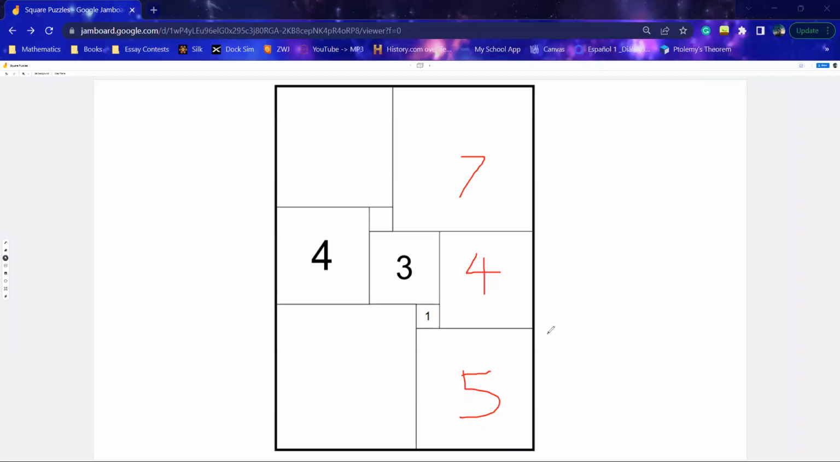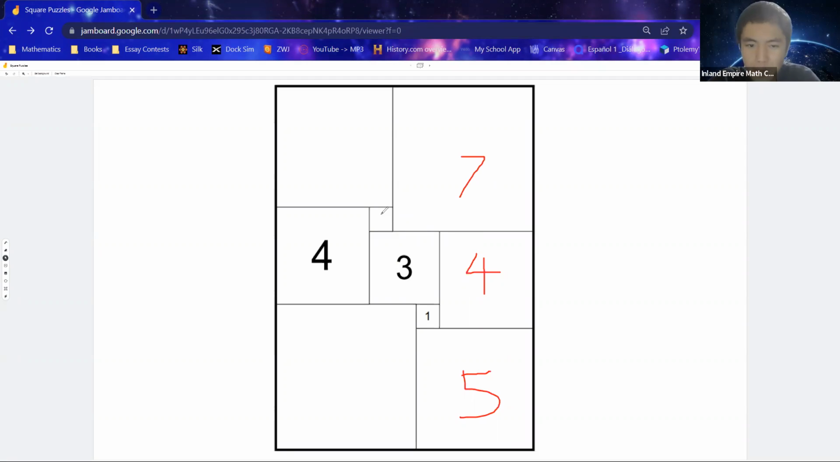For which one? What made you conclude that this is a 1? Because on the right side, there's the 3 box, and then there's the 1 box, and that equals the 4 box. So if you do the same thing on the left side, the 3 box plus the 1 box also equals the 4 box. So the small box should be 1.